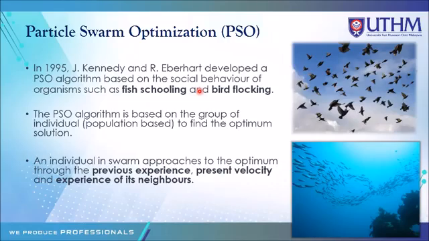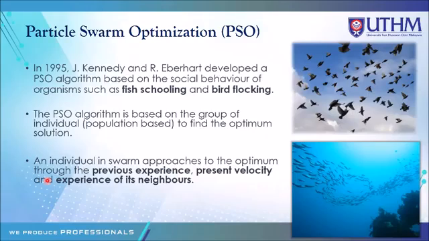Basically, particle swarm optimization works based on a population, a group of individuals, to find the optimum solution. According to the behavior of the birds, they fly and move to find food. That food is actually the optimum solution for the bird. So these scientists tried to formulate the behavior of birds into a mathematical function.